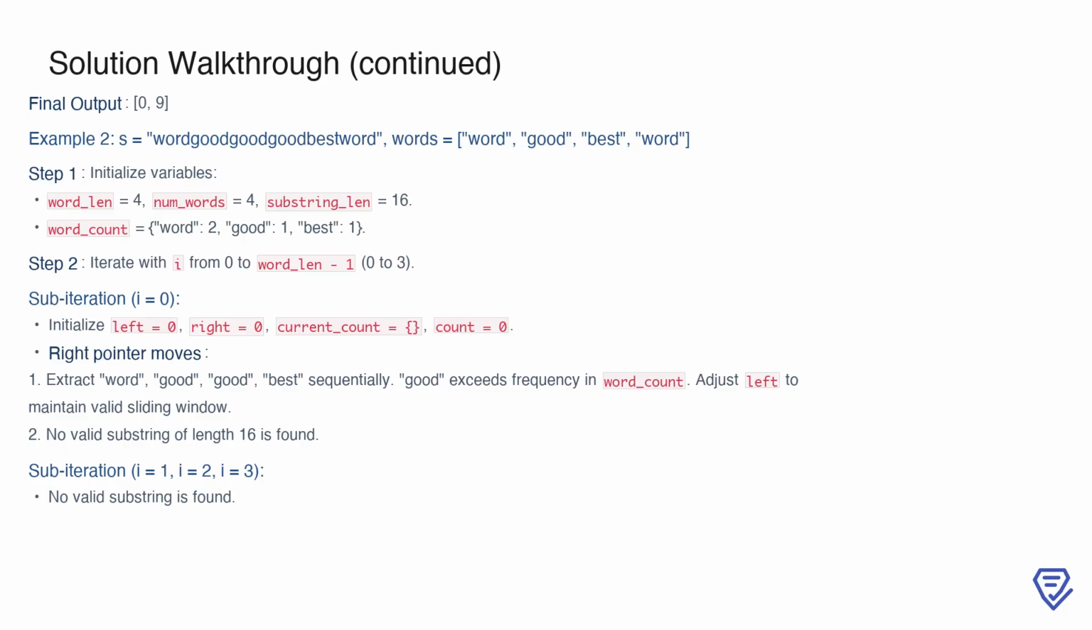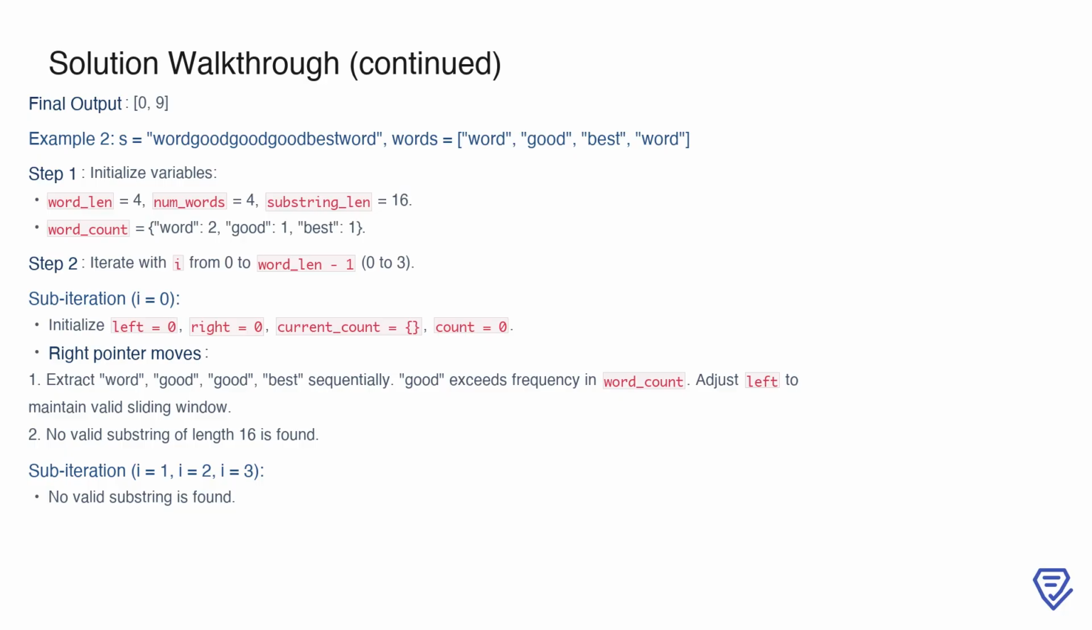Again, the sliding window approach iterates through the string. For i equals 0, we initialize left, right, current_count, and count as before. As the right pointer moves, we sequentially extract words like word, good, and best. However, the second occurrence of good exceeds its allowed frequency in word_count, so we adjust the left pointer to shrink the window and restore validity. Despite this adjustment, we don't find any valid substrings of length 16 for this iteration.